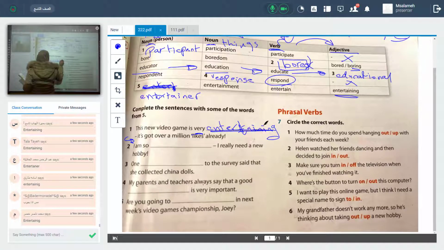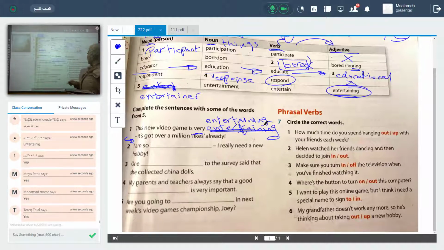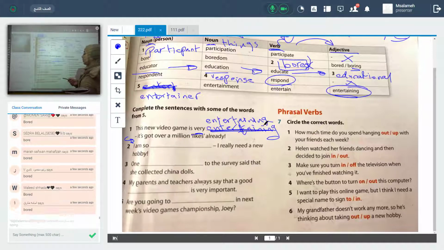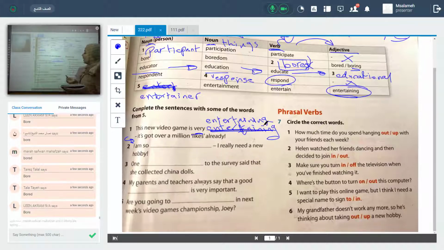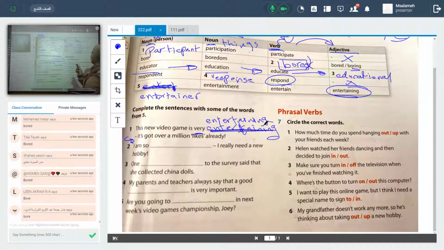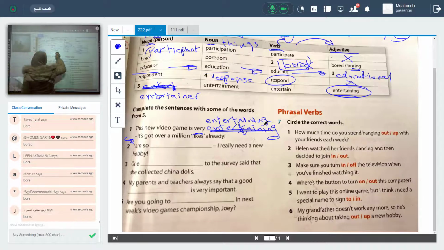Entertaining اللي هي مسلي. I'm so, I really need a new hobby. I'm so what? طلامس قال لي أنا محتاج لاشي أو لهواية جديدة. So أكيد هو شو ماله؟ I'm so, وين عندنا so؟ بتطلع على poor, boredom, bored, boring. Number 2, excellent. I'm so bored.